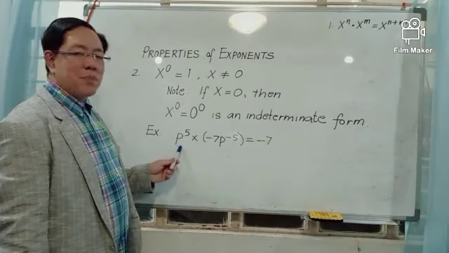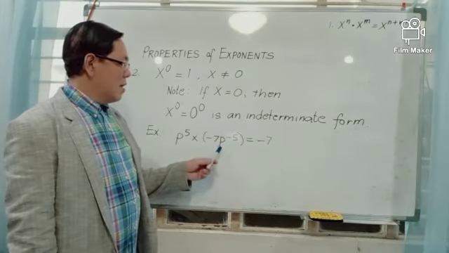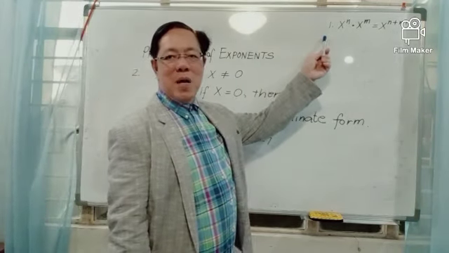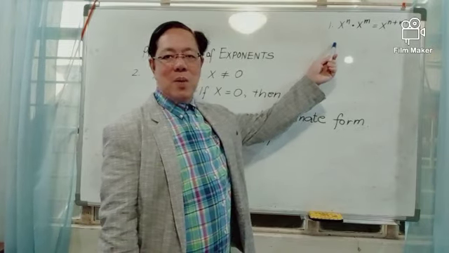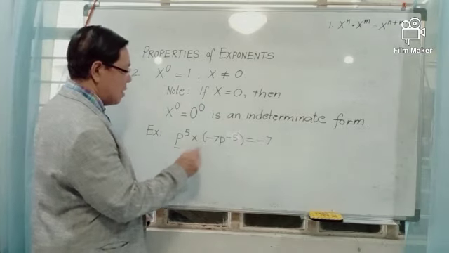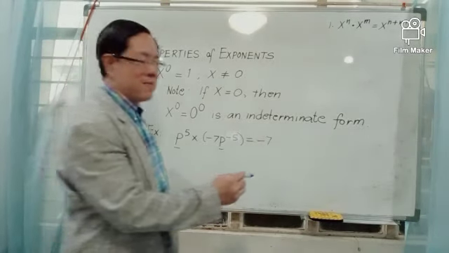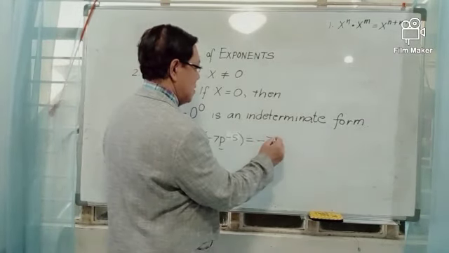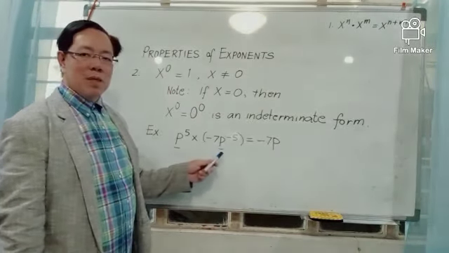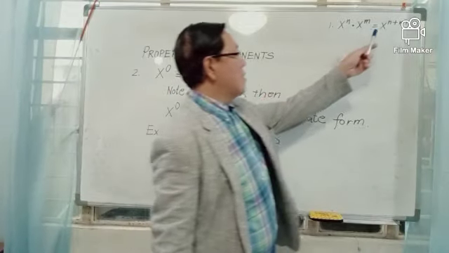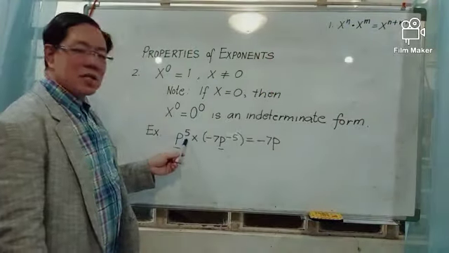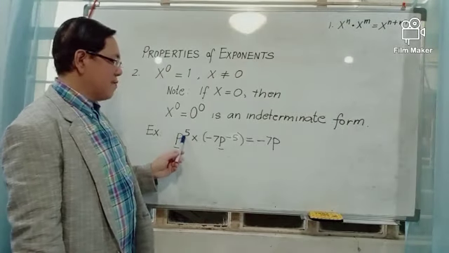For the product of p raised to 5 and p to the negative 5, use the first property of exponent. Copy the common base p. The common base is p. And add the exponents. Here, add the exponents of p.